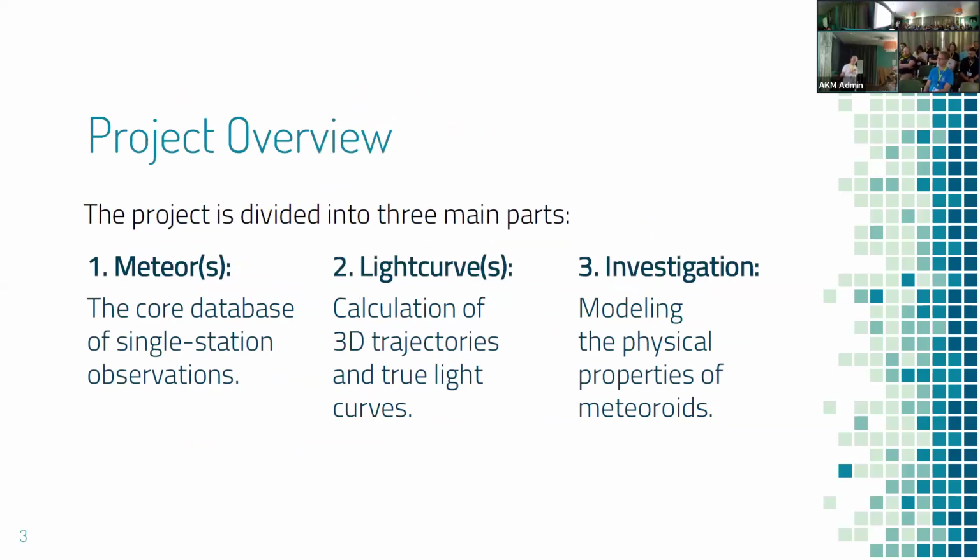What is MERLIN? It has 3 parts: Meteors, Lightcurves, and Investigation. Meteors is the core database of single station observations, and second, Lightcurves is a calculation of 3D trajectories and light curves, and Investigation is modeling the physical parameters and properties of meteoroids.